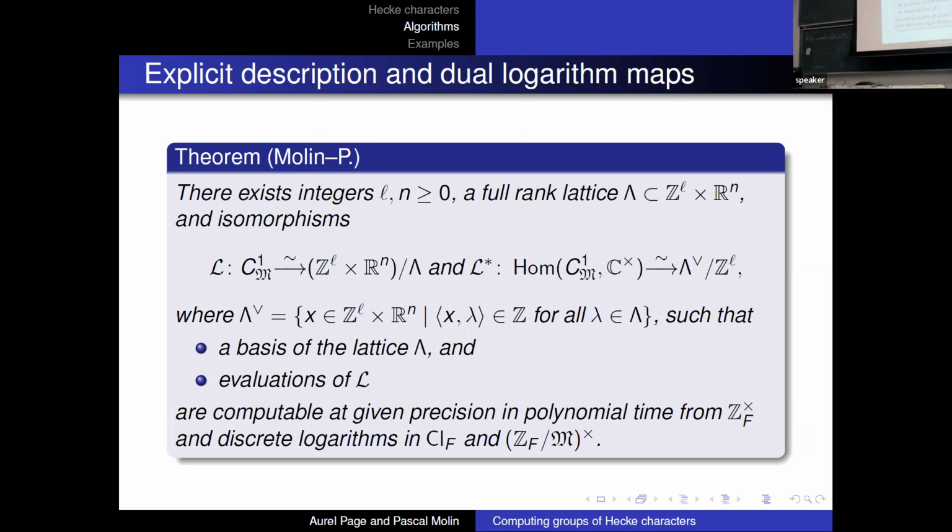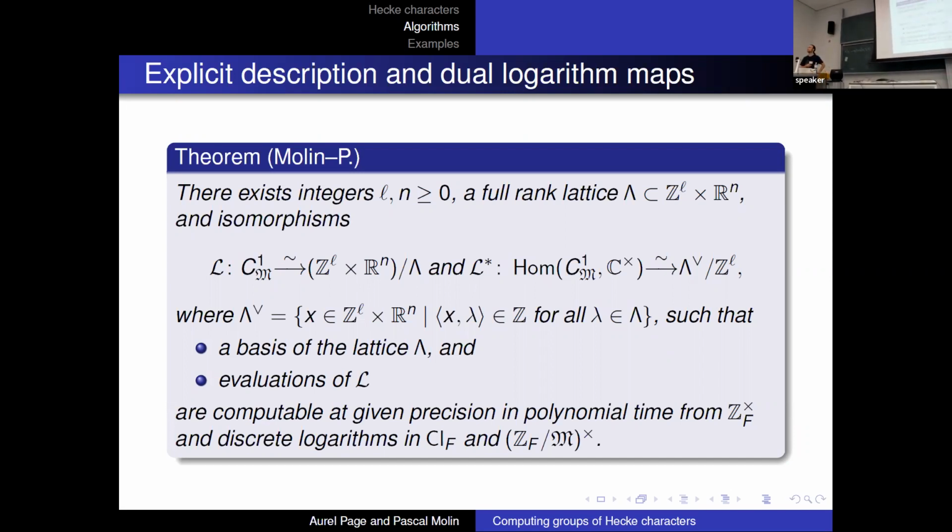Okay, so in terms of complexity, the whole problem is basically reduced to these computations of class groups and discrete logs, which are not so easy, but we know how to do them. That's where the whole difficulty actually lies. Okay, so that's for general Hecke characters. Any questions about this? Yes.